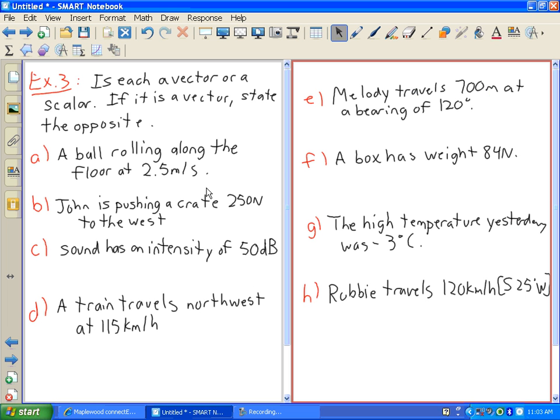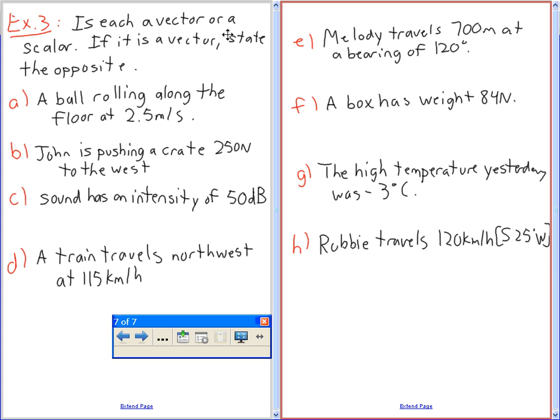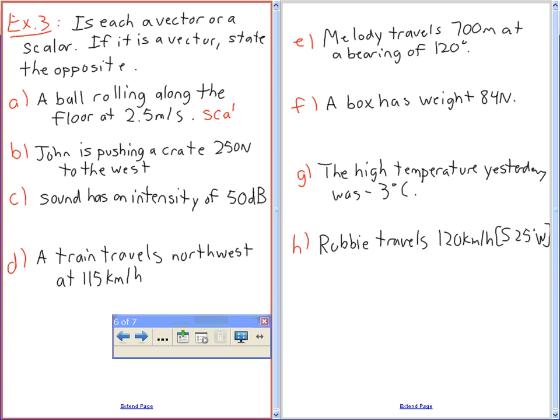Okay, Taylor: the ball rolling across the floor at 2.5 meters per second. Vector or scalar? This is a scalar. To make it a vector, I'd have to say east or west or something like that. It's just rolling. We don't know where it's rolling.